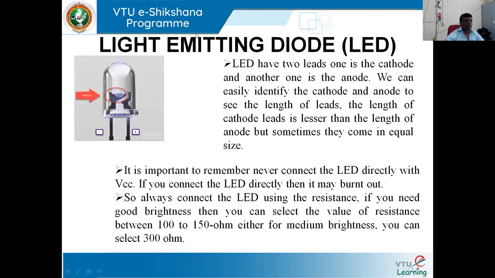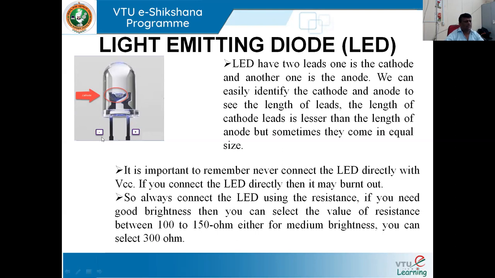Okay, so a brief about the light emitting diode, LED, right? The LED has two leads, as you can see in the figure. This light emitting diode has two terminals, one is the anode and the other one is the cathode. And then we may have a doubt about how to differentiate the anode and the cathode.